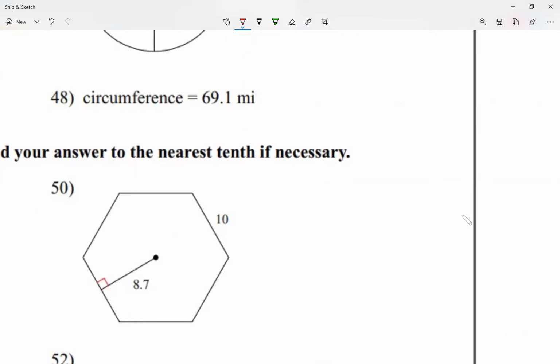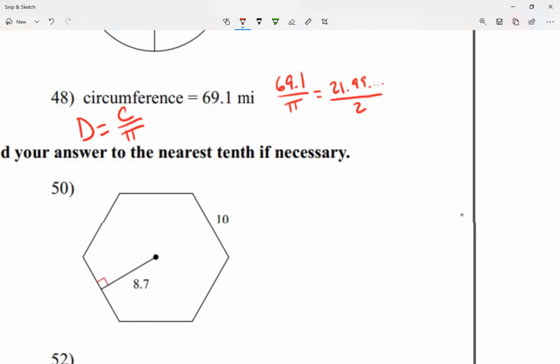Circumference. I know my diameter is circumference divided by pi. So I'm just going to go 69.1 divided by pi. And my calculator says about 21.9952134. So I'm going to say that. And then I just press divided by 2. Right? Because that's the diameter. I want the radius. It says about 10.99760657.